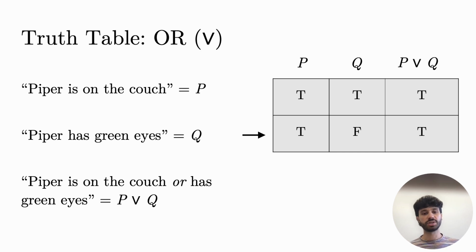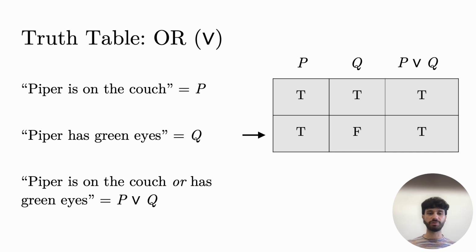Okay, so what about cases where one of the disjuncts is false? And again, logically, it doesn't actually matter whether it's P that's false or Q that's false. What's important for the truth table is just that one of the two is false and one of the two is true. So suppose that Piper is on the couch is actually true, and that Piper actually has brown eyes, so Q is false. Well, now the complex statement, the disjunction, is going to be true, right? Because one of the elements is true, and that's all you need to make the complex statement true.